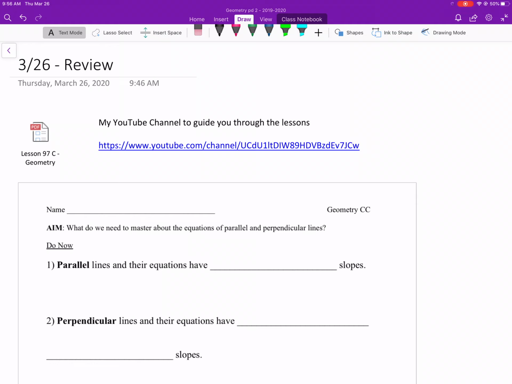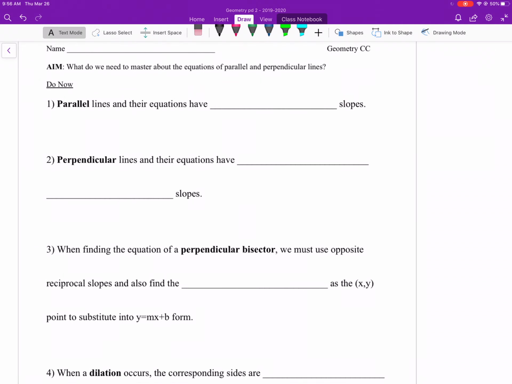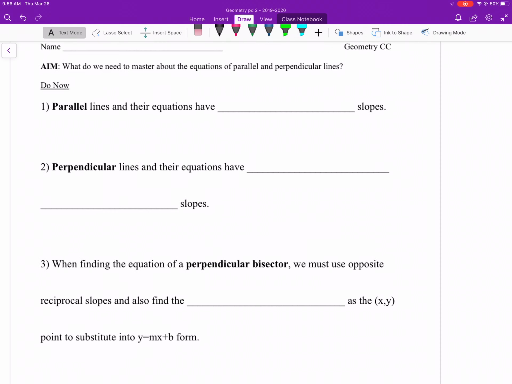Our aim: what do we need to master about the equations of parallel and perpendicular lines? Hopefully you got a chance to fill in some of these do now questions. Alright, but here are your answers.